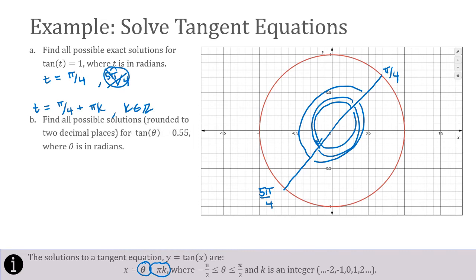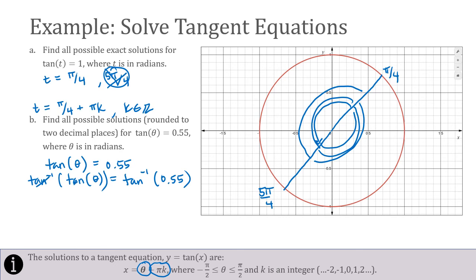Find all possible solutions rounded to 2 decimal places where the tangent of theta is equal to 0.55. So let me just write this whole thing out. I'm going to write tangent of theta. This is the original problem. If you have the ability to write the original problem down when you're solving these, that is always a good idea because then the reader doesn't have to look that far to see what it is that you're doing.